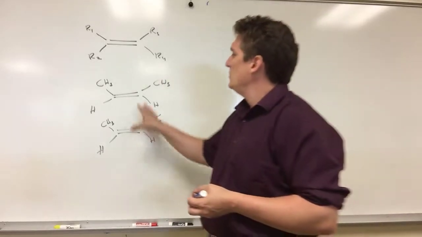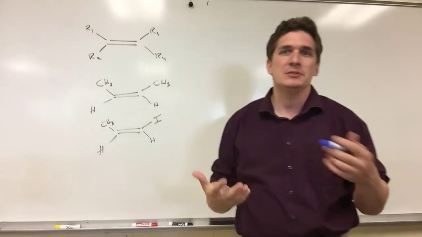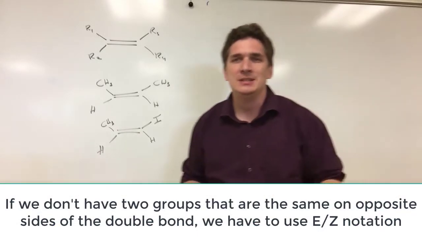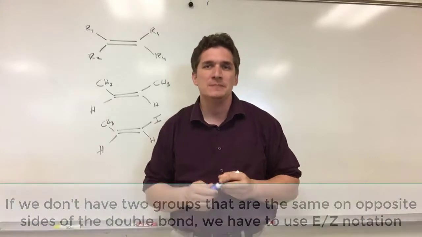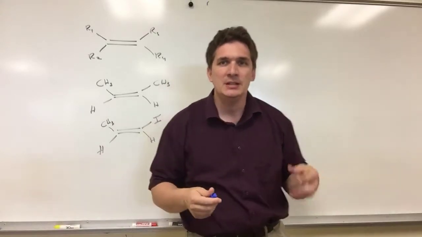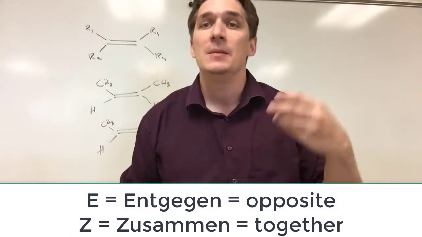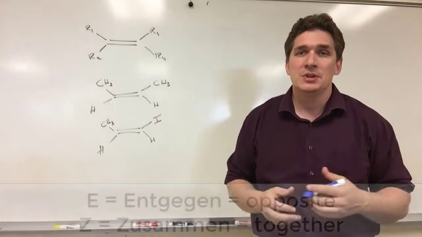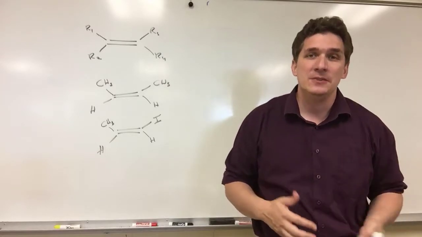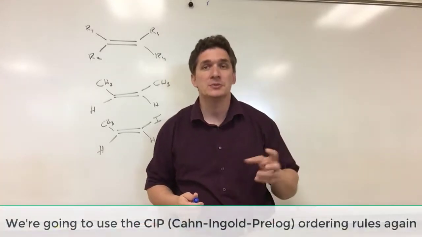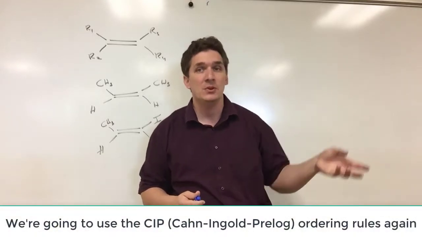So in the event that we don't have groups relative to each other to say how they're arranged, we're actually going to use the EZ notation. So the EZ notation, two German words: Entgegen, E, which is opposite, and Zusammen, Z, meaning the same. To determine if we have an E or a Z configuration, we're going to use the Cahn-Ingold-Prelog priority rule. I actually have a video on that. Go look it up if you don't know it.